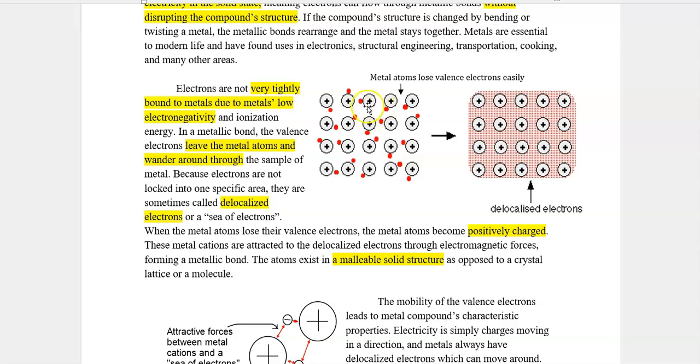What's going on in this diagram? Metal atoms lose valence electrons easily. Those are the dots. And here are the delocalized electrons. So instead of specific dots, we just have dots all over the place. Since the dots are negative, because they're electrons, these positive cations are attracted to this field of negativeness.